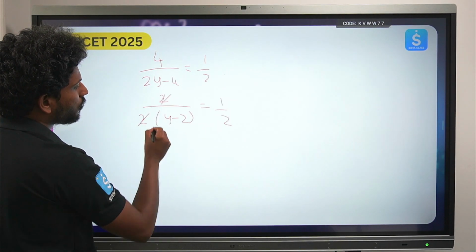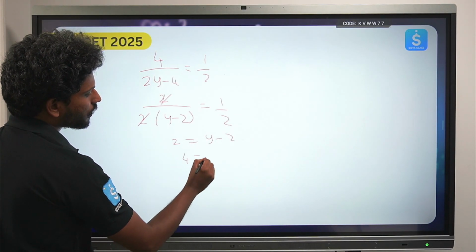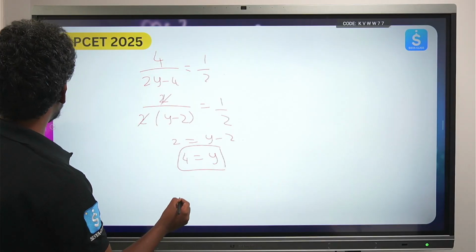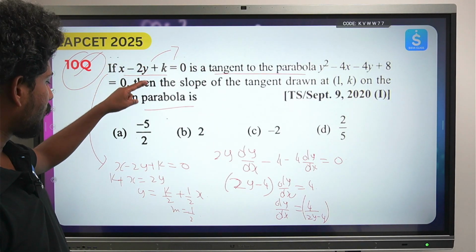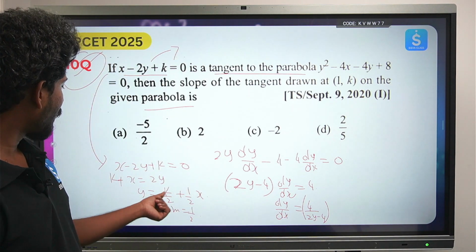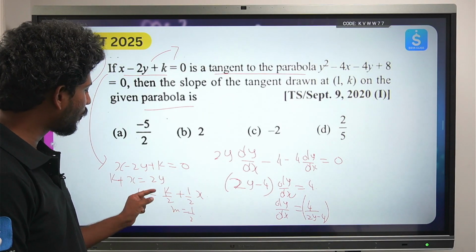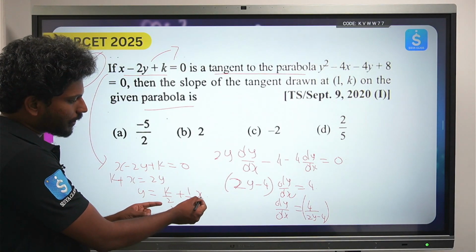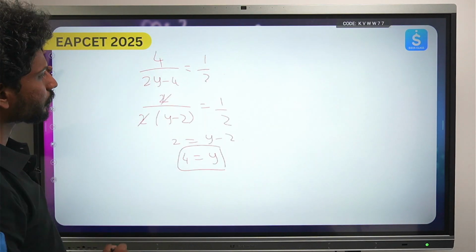So 2 gets cancelled. So 2 is equal to y minus 2, so 4 is equal to y. So y is equal to 4. From here you can find this value. This is 2y minus k. So from here I got the value of y to be 4. Once you have the value of y as 4, then substitute, and you can also find the value of x.